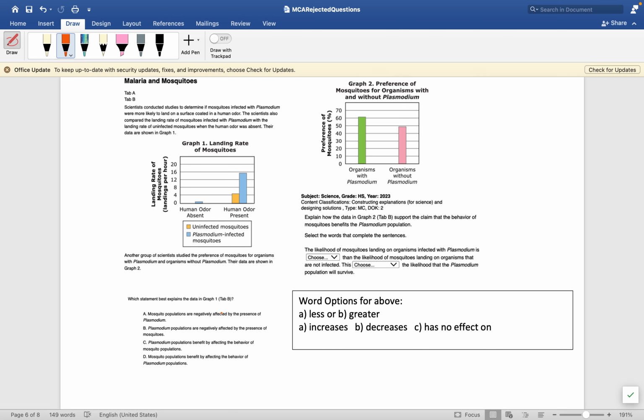I'm not seeing anything about that. So, because this is looking at human odor. Plasmodium populations are negatively affected by the presence of mosquitoes. No, they are positively affected. They need mosquitoes in their life cycle. Plasmodium populations benefit by affecting the behavior of mosquito populations. It could be plausible. Mosquito populations benefit by affecting the behavior of Plasmodium populations. I'm not seeing that either. So C. It's got to be our best option there.